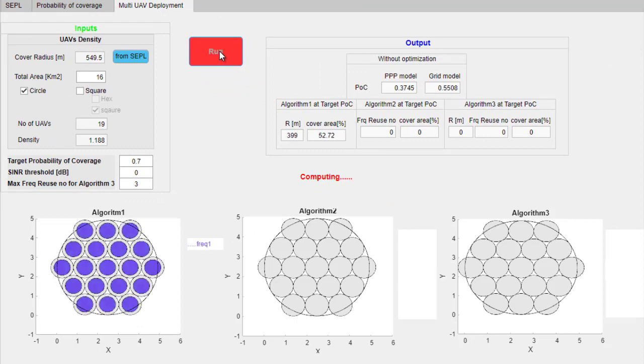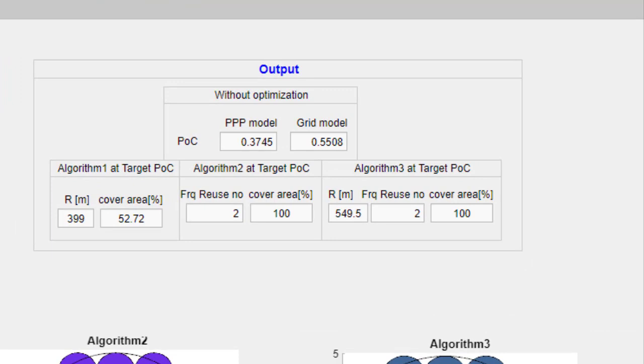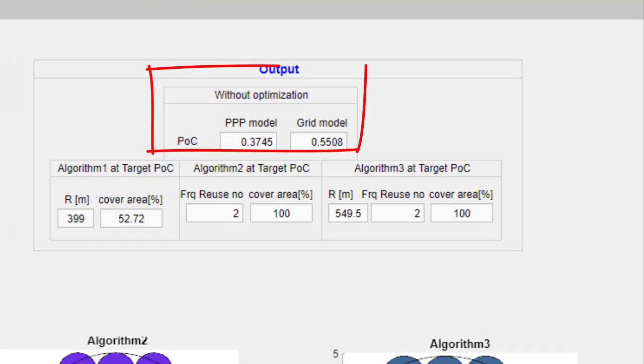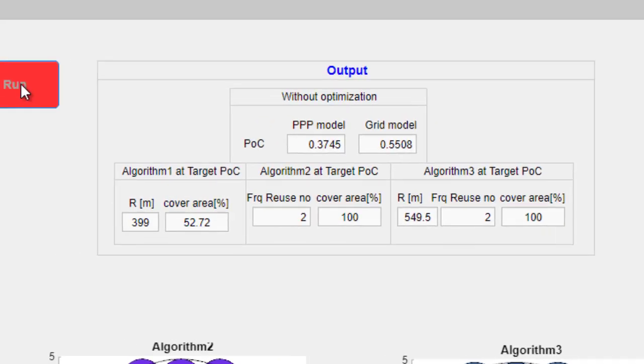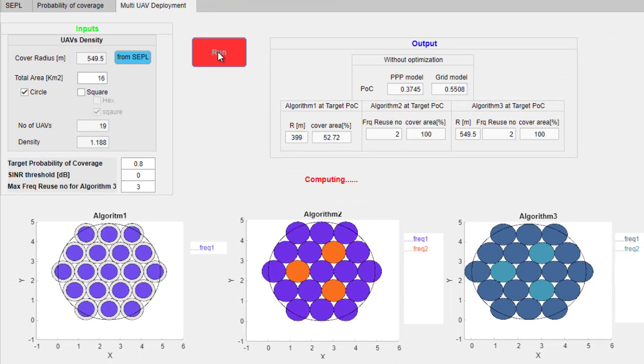The coverage radius, frequency reuse number, and coverage area percentage outputs are displayed in the output table. Also, the outputs before using the optimization algorithms are displayed. In addition to that, a graphical representation for the network is provided that shows the network coverage area and frequency distribution.